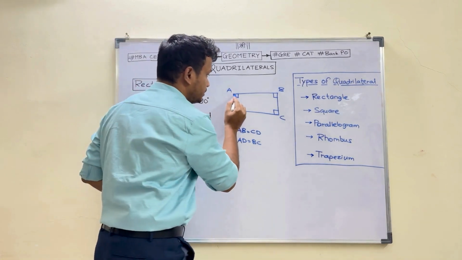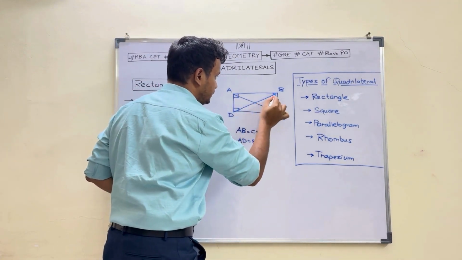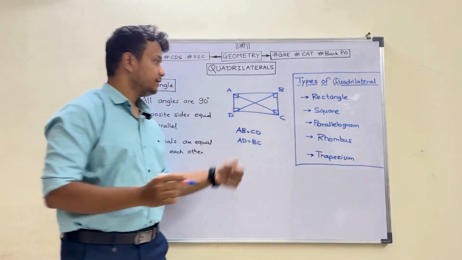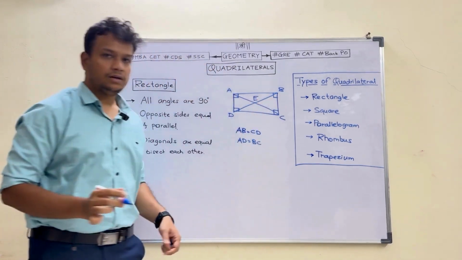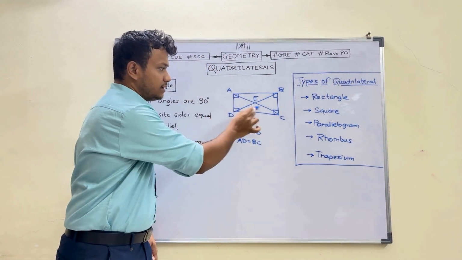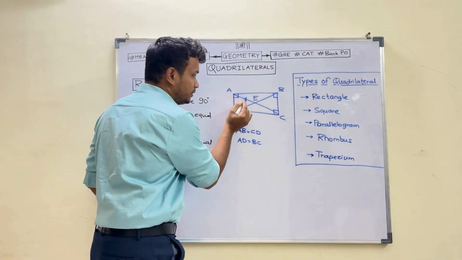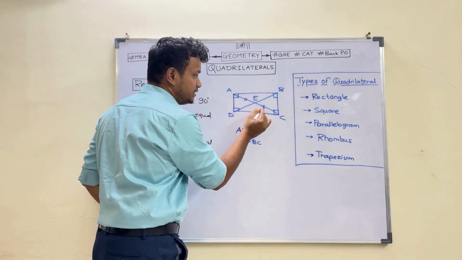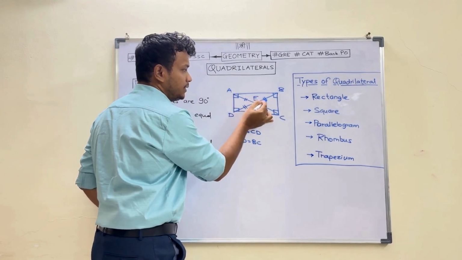So I'll just draw diagonals of this rectangle, diagonal AC and diagonal BD. They're bisecting. Let's say I'll note this as a point E. So in this case, I can say the diagonals are equal and they bisect each other, correct? So the length of this AE and EC should be equal. Length of ED and length of EB should be equal.